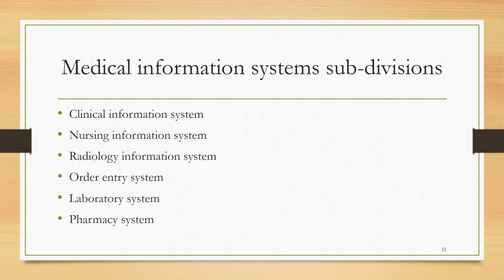Now, we are going to talk about the medical information system subdivisions or subspecialties or disciplines. As examples of medical information systems, we have a clinical information system, nursing information system, radiology information system, order entry system, laboratory system, pharmacy system, and there are other systems, but these are the most important systems that we are going to focus on.